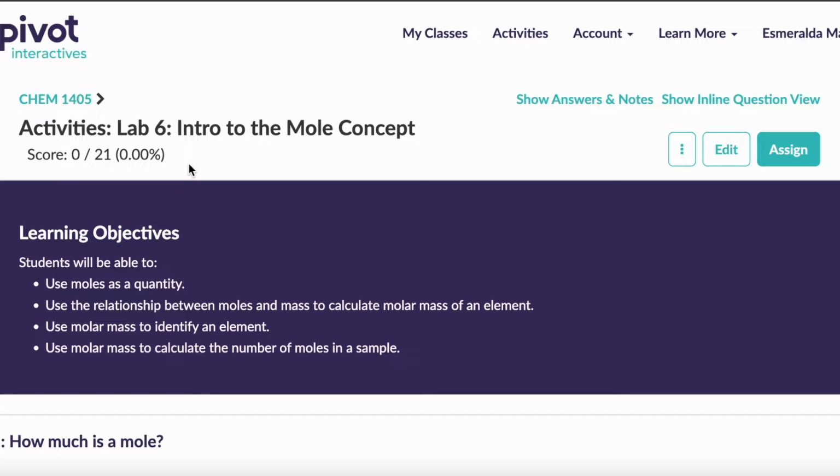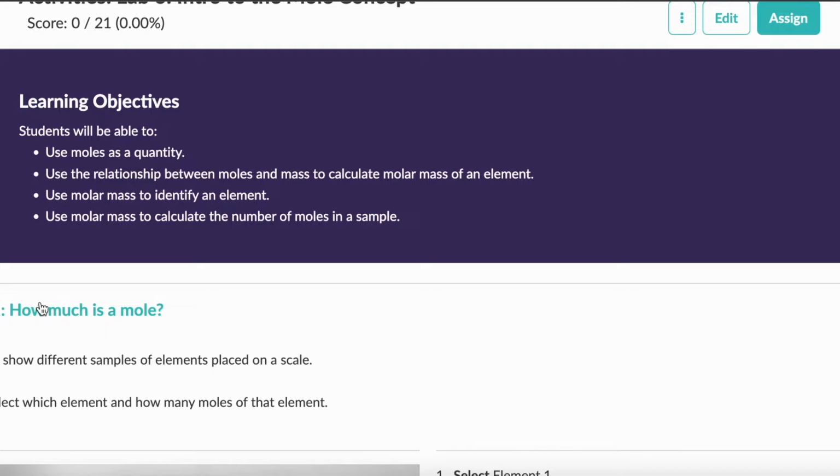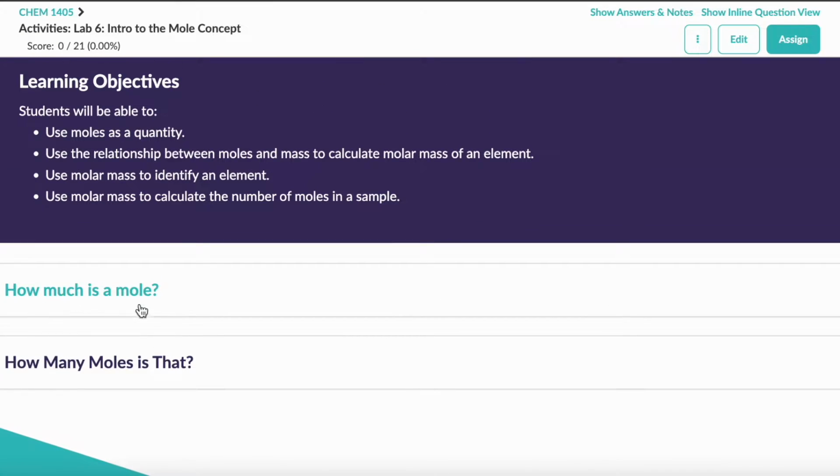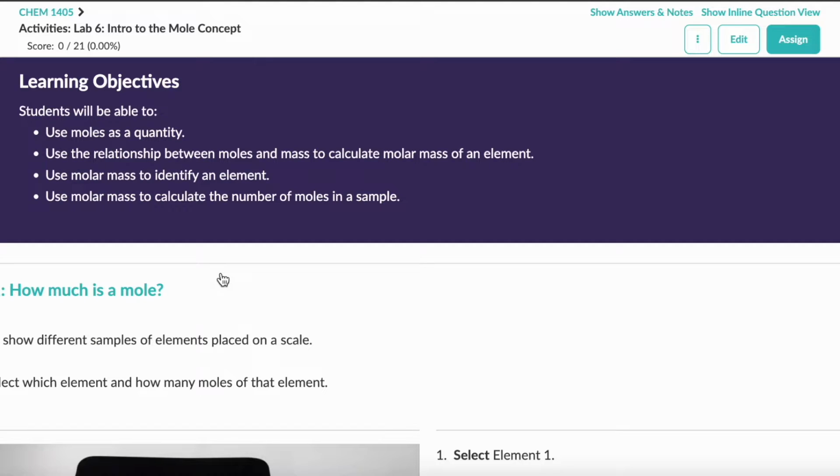So I think this lab is a really good learning activity to really understand moles and how it basically is just like a dozen. That's what really moles are. It's just a chemist's dozen. And it's just a way to simplify really large numbers of atoms or molecules or anything like that. So we have two parts in this lab. How much is a mole and how many moles is that? So first we're learning what a mole is.